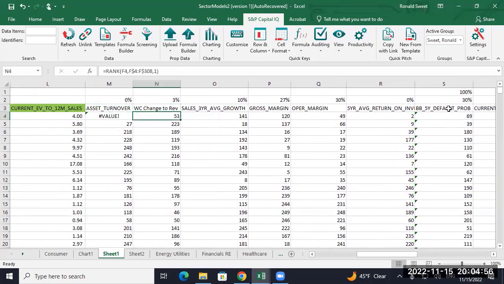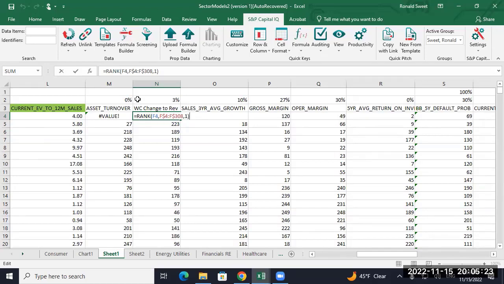And y'all understand the ranking, comma 1 versus comma 0. Y'all remember that? Comma 0 means, what rank will the highest sales growth get? With comma 0, it'll be number 1. With comma 1, what will it be? Be very, very last place. So comma 0 means a high number is good. Comma 1 means a high number is bad. So just remember that, very, very important.